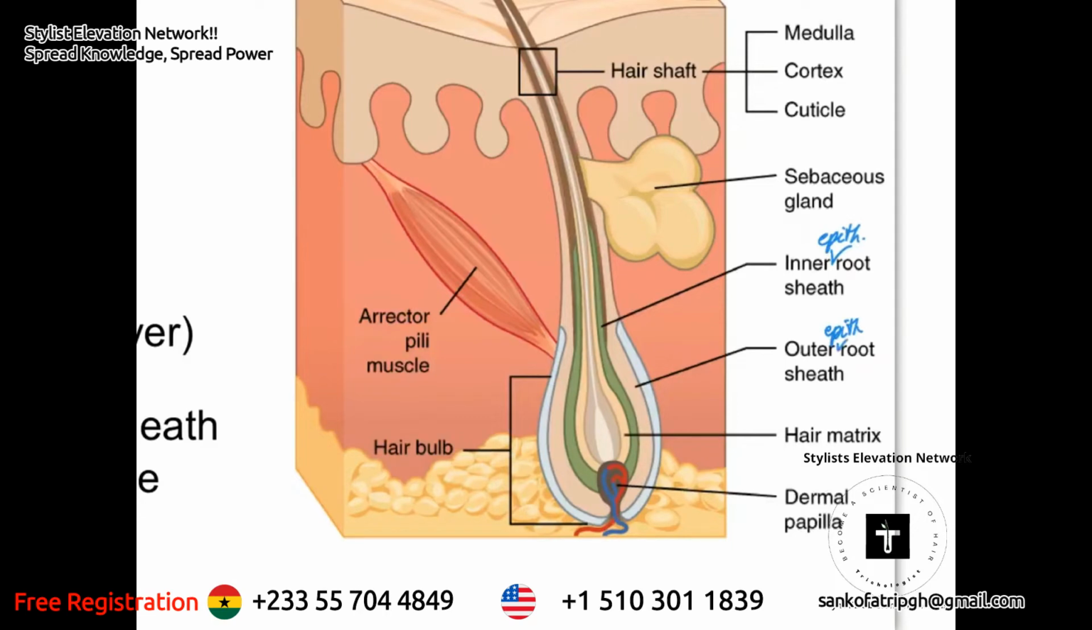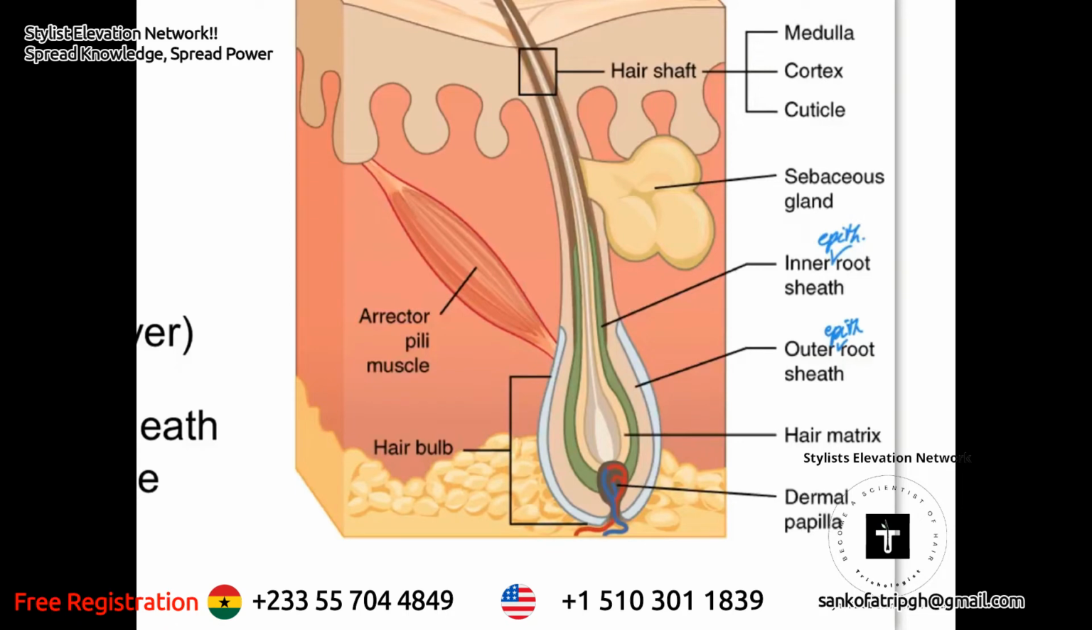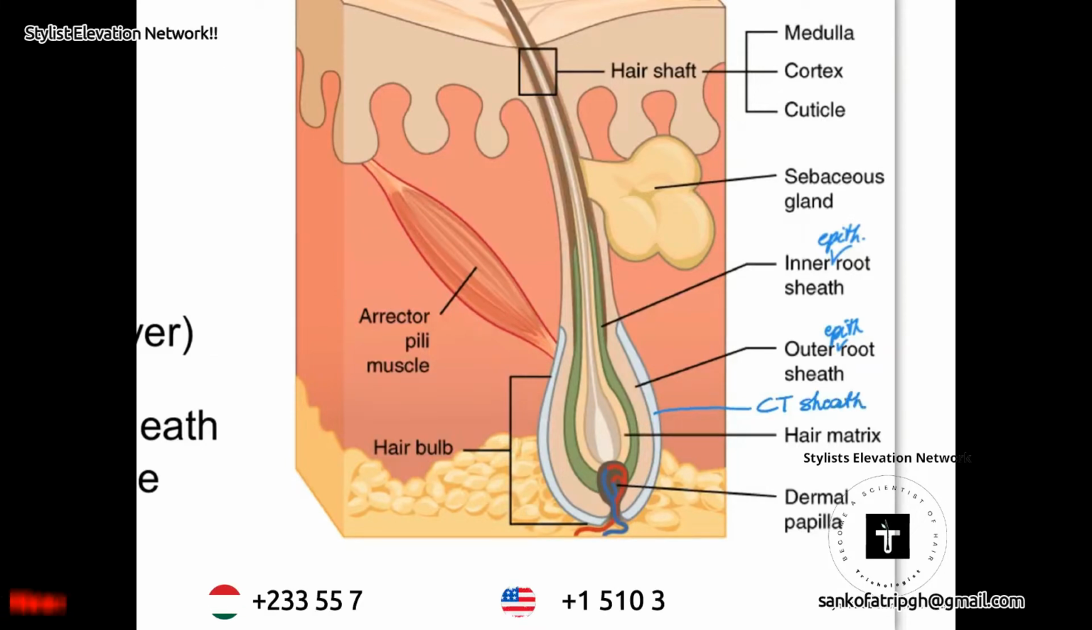Now superficial to that, in the white here, we have yet another layer which is not labeled here, so I'm going to add it for you guys. And that is the connective tissue, the connective tissue sheath. So we have a sheath of epithelial tissue and we have a sheath of connective tissue.